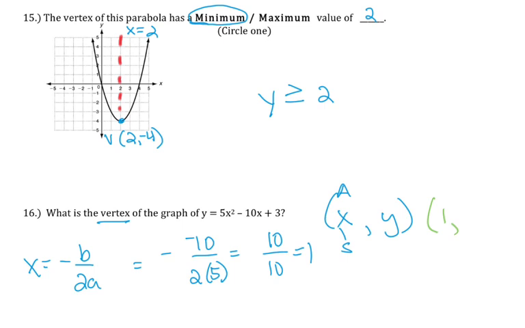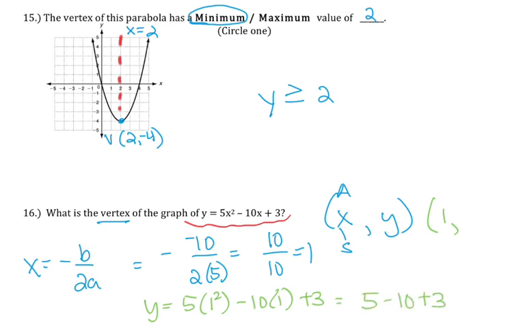Well, how do I solve for the y value? It tells me the equation right here: y equals 5 times x squared minus 10 times x plus 3. So I just plug in that x value to solve. It's 5 times 1 squared minus 10 times 1 plus 3, which gives us 5 minus 10 plus 3, which is negative 2. So my vertex is 1, negative 2.